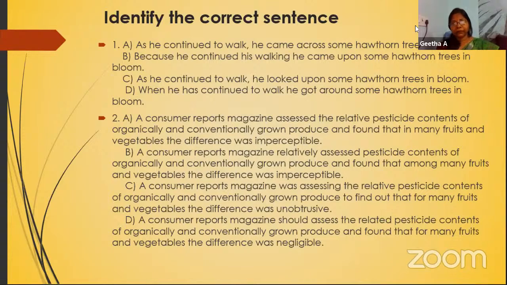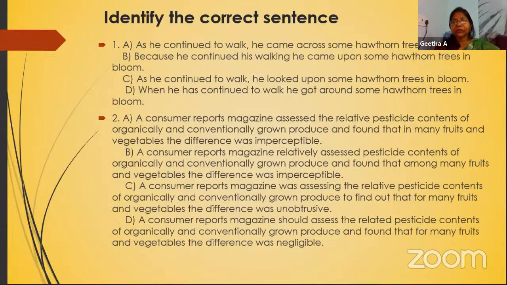second one, here too, when you read the B, C, and D, you can understand where the problem lies. A Consumer Reports magazine relatively assessed pesticide contents of organically and conventionally grown produce and found that among many fruits and vegetables will not come. Relatively assessed and among many fruits and vegetables, the difference was imperceptible. It's not correct. Then when you see the next one, a Consumer Reports magazine was assessing the relative pesticide contents of organically and conventionally grown produce to find out that for many fruits and vegetables.